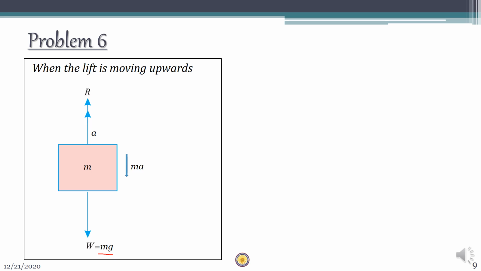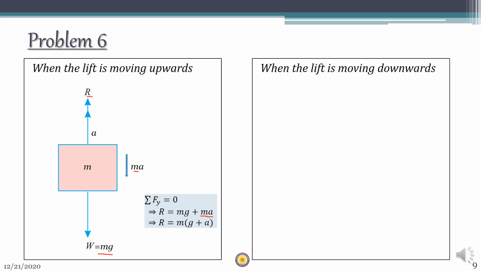Now all these three forces are in dynamic equilibrium, which means that all the forces summed together in the y direction should be 0. This indicates that sigma Fy equal to 0, which implies R is equal to ma plus mg, which means that the reaction or the pull increases by an amount m into a. So the reaction or the pull on the lift will be m into (g plus a). Fine. Similarly, you can analyze when the lift is moving downward also.